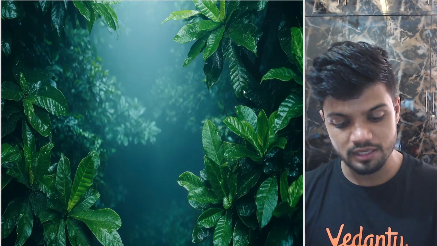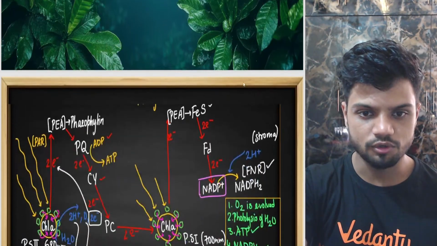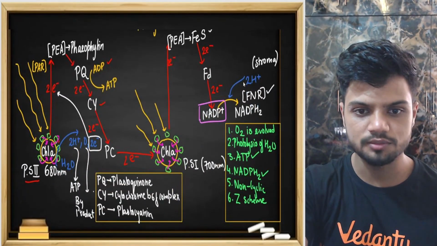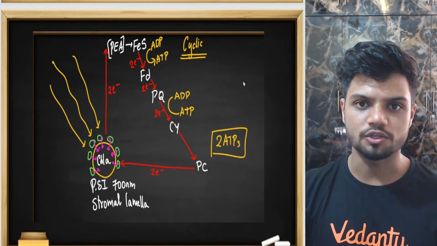So, this is the second part of the chapter Photosynthesis in Higher Plants. In the previous class, we finished part one, starting with the early experiments in photosynthesis, and we also did the entire light reaction, which includes both cyclic and non-cyclic. If you remember, this was your non-cyclic photophosphorylation and this right here is your cyclic photophosphorylation.